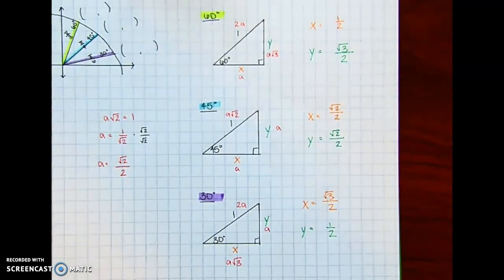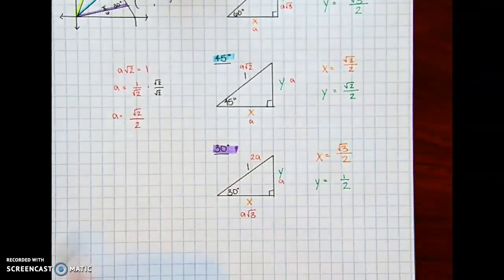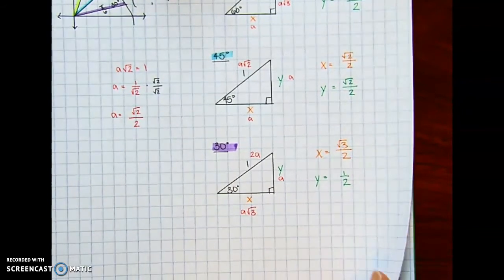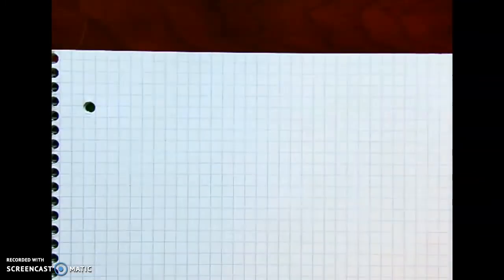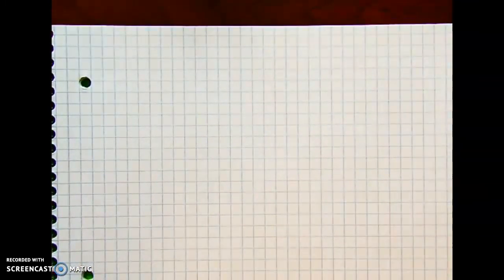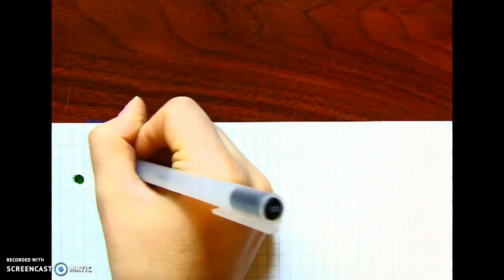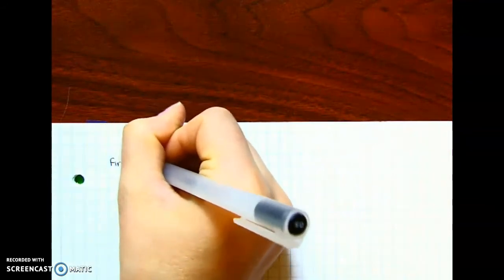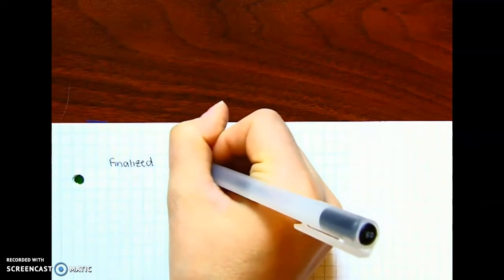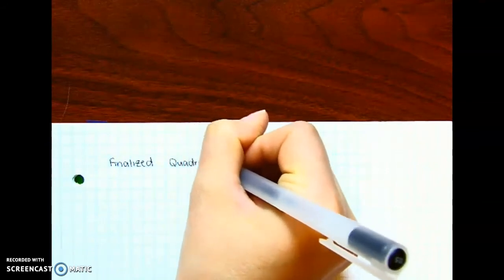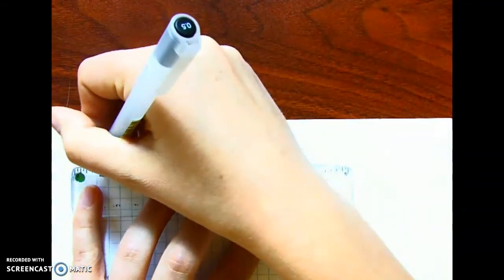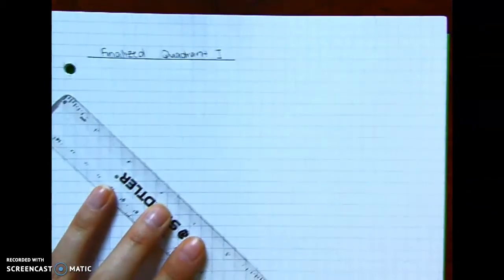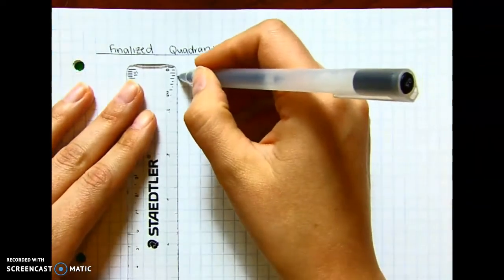If we want to put it all together and finalize what that actually looks like, I'll turn the page for this. Here is the first quadrant. So our finalized version of quadrant 1 is going to look like this. I'm going to draw it a little bit bigger this time.